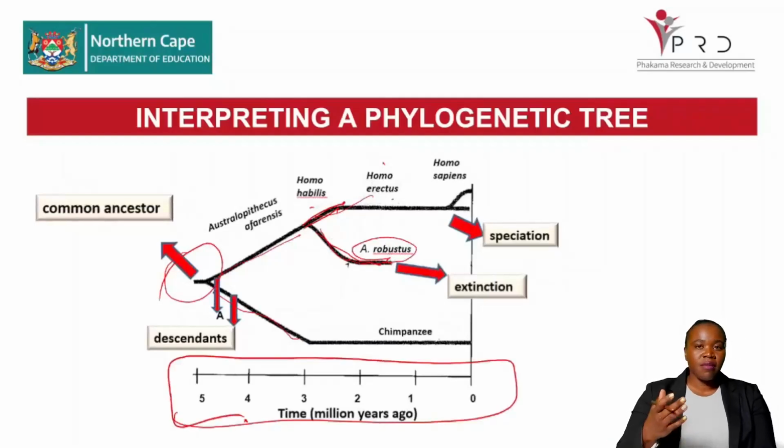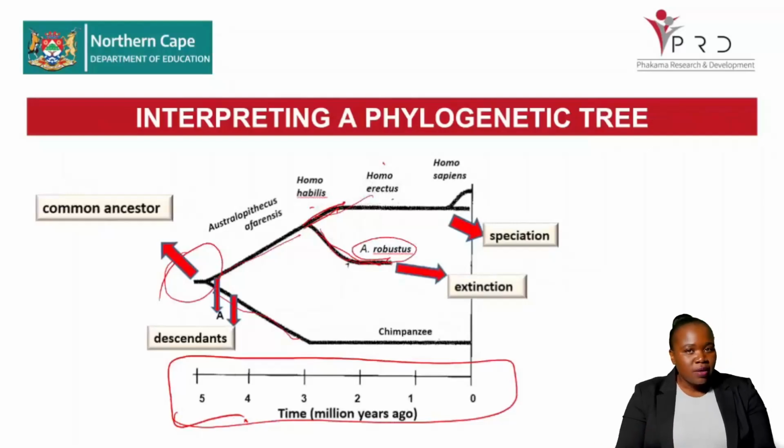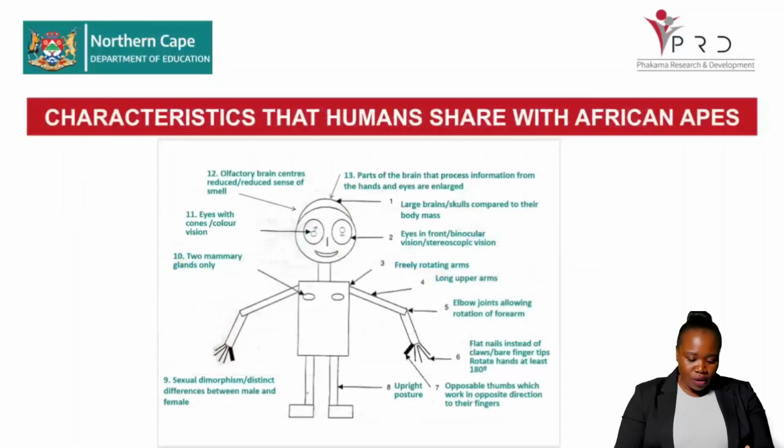Look at the time frame, and it will tell you when the speciation has taken place, when the extinction has taken place, and so on. Okay, now looking at human evolution, the characteristics humans share with African apes.